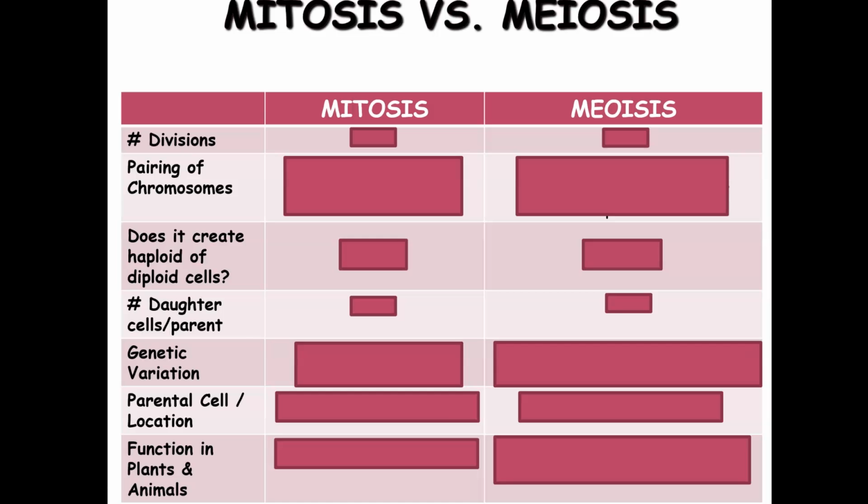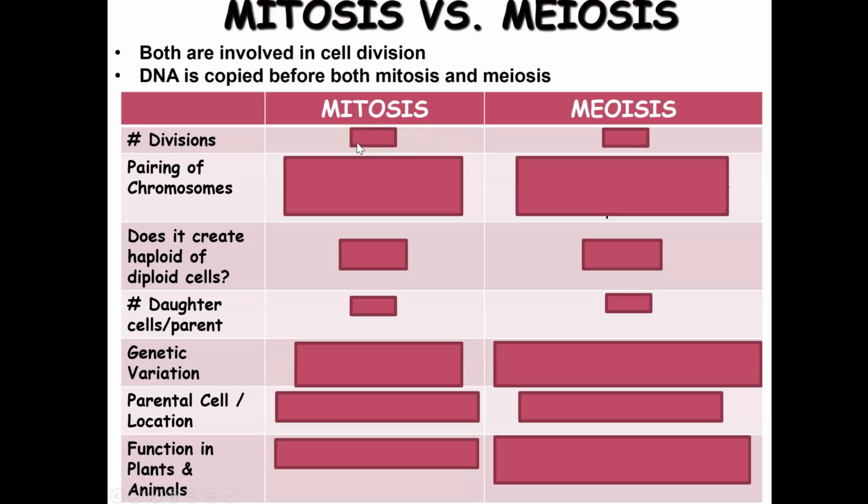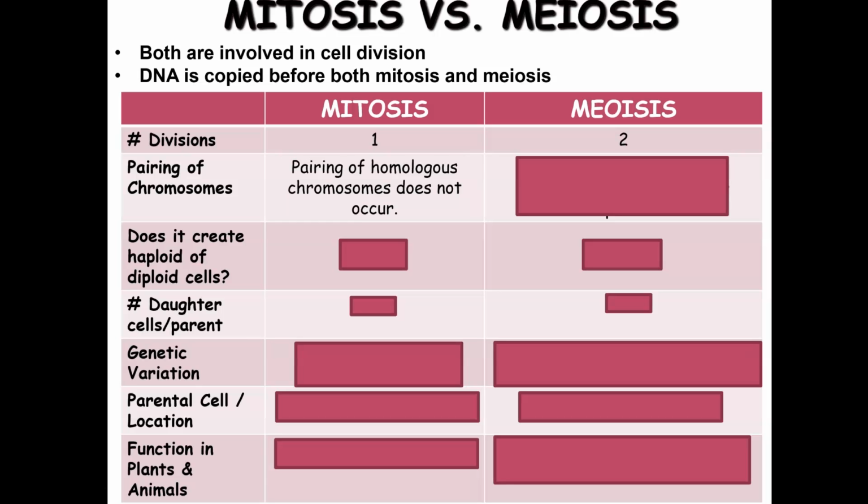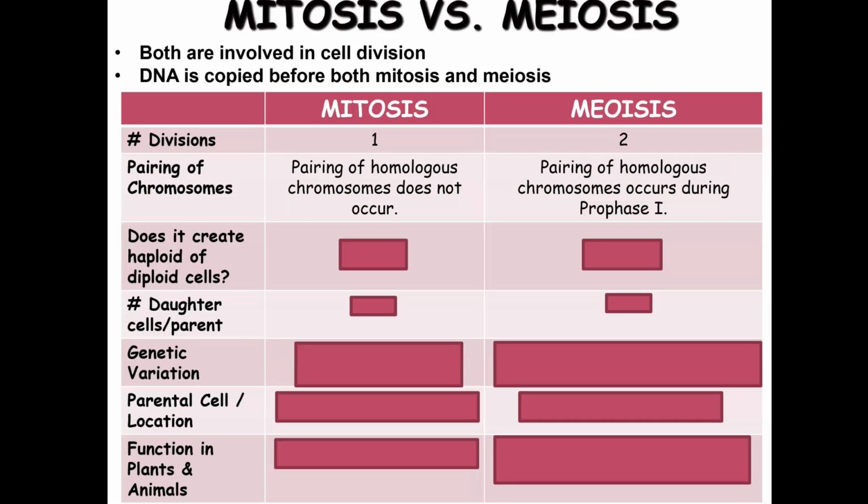Okay, so let's do this quick review of mitosis versus meiosis. Both are involved in cell division. DNA is copied before mitosis and meiosis. But in mitosis, the number of divisions is 1. Meiosis is 2. Pairing of chromosomes? No, that does not occur in mitosis. However, in meiosis, there's a pairing of homologous chromosomes that occurs during prophase 1.